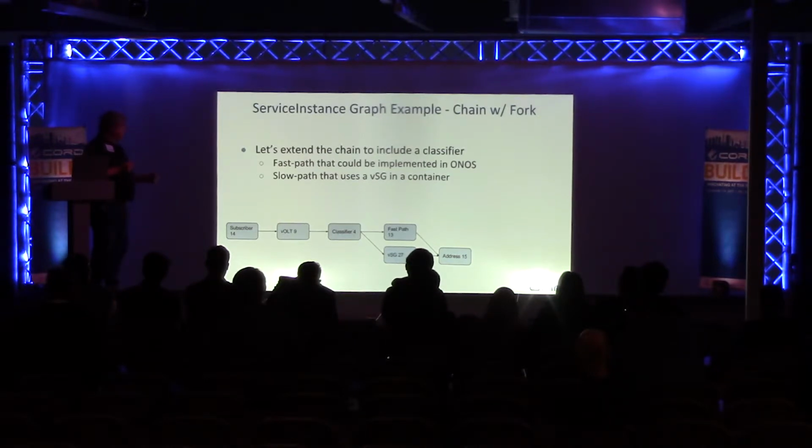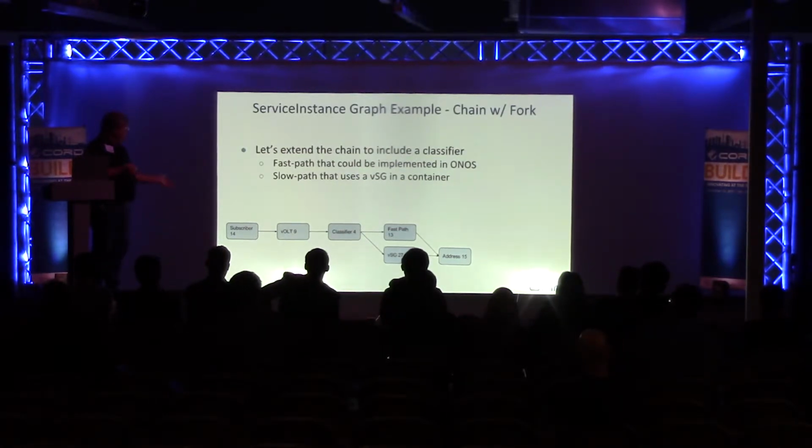So we've added classifier number 4 in there, and it could send traffic either out to fast path number 13 or back down to VSG 27. And let's assume the fast path is something that's implemented entirely in ONOS, so it could go through your switch without ever having to touch a compute node.